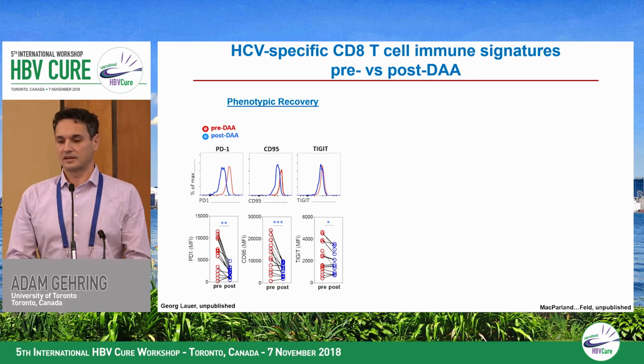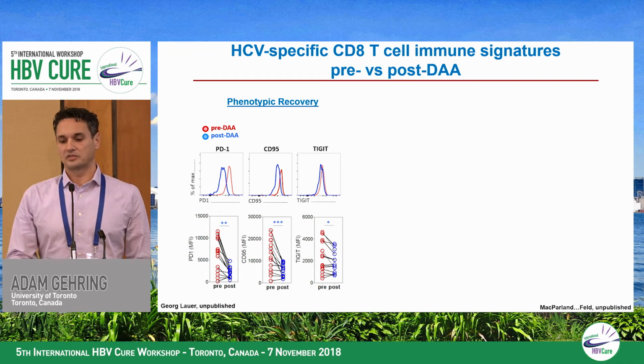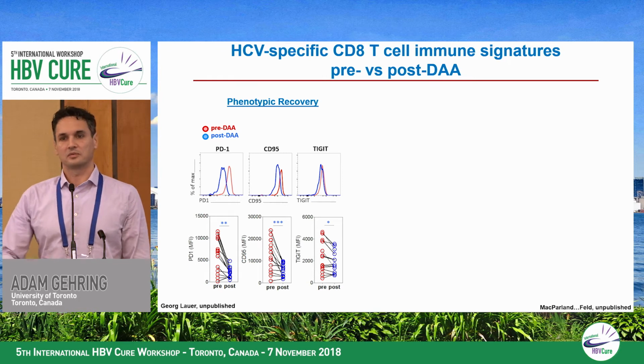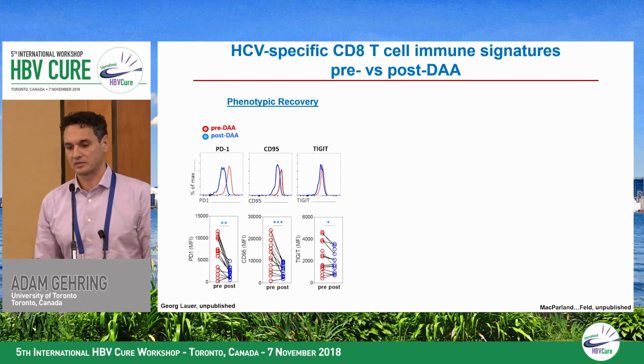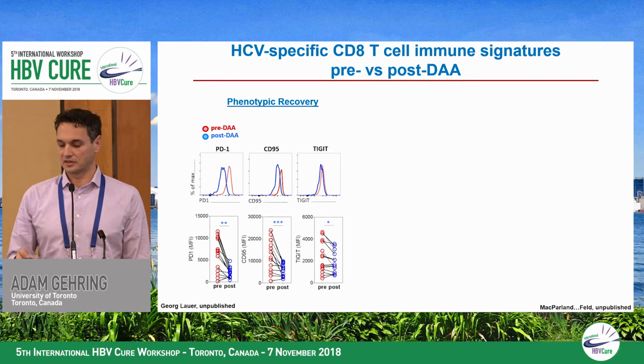And you can see that in terms of PD-1, CD95, and TIGIT, after SVR post-DAA treatment, you see a downregulation of all these receptors. So PD-1 is also an inhibitory and activating receptor. These cells seem to be recovering after HCV is cleared.